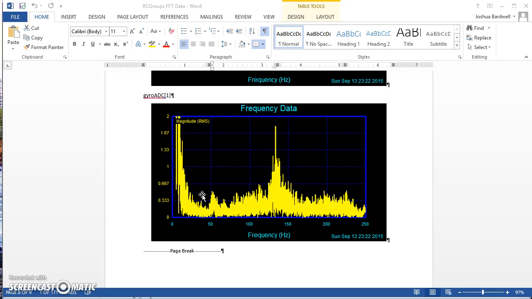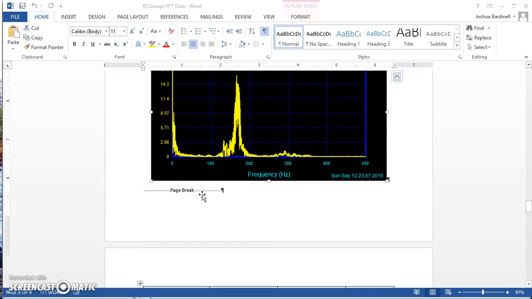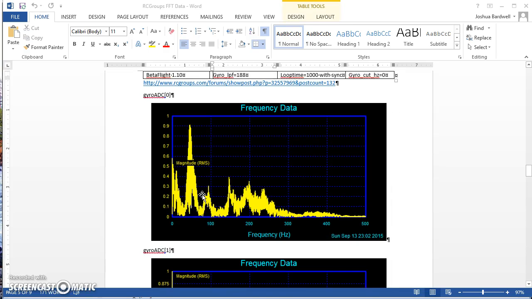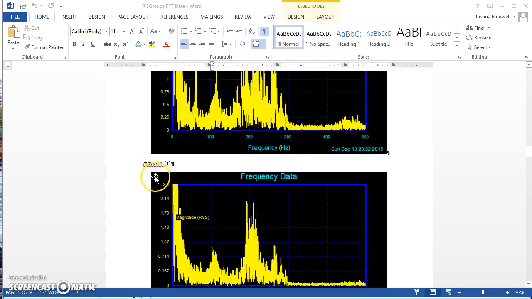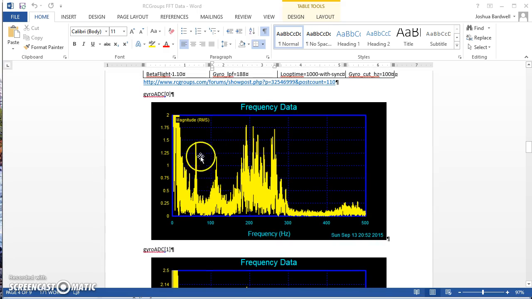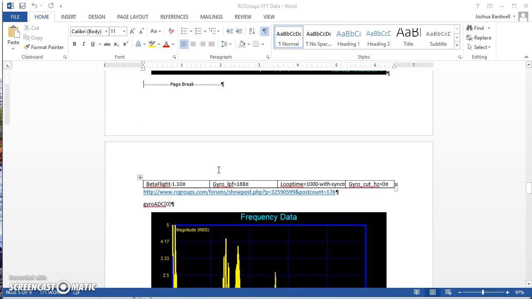So if you're having problems, then start looking at these graphs, and if you start seeing weird stuff, like maybe you got a whole bunch of peaks here, like what is that? Or here's an extra peak here, right? Maybe that's worth digging into. But if it flies good, just leave it alone.